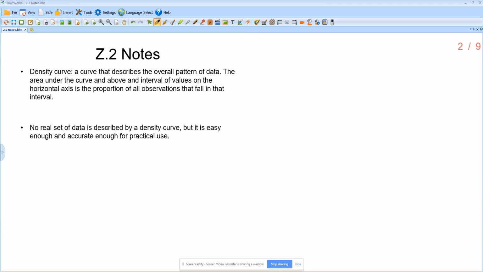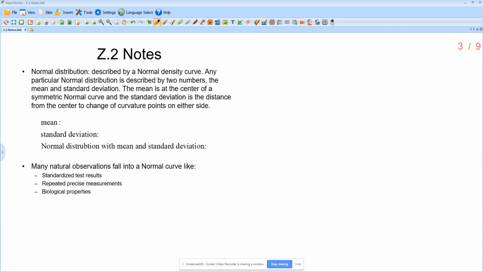A density curve is a curve that describes the overall pattern of data. The area underneath the curve and above any interval of values on the horizontal axis is the proportion of all observations that fall in that interval. No real set of data is described exactly by a density curve, but it is easy enough and accurate enough for practical use. So we're not going to talk too heavily about what density curves are, we just want that definition in there so that you have a little bit of a frame of reference.